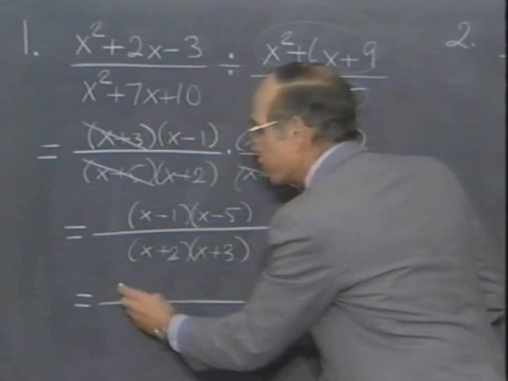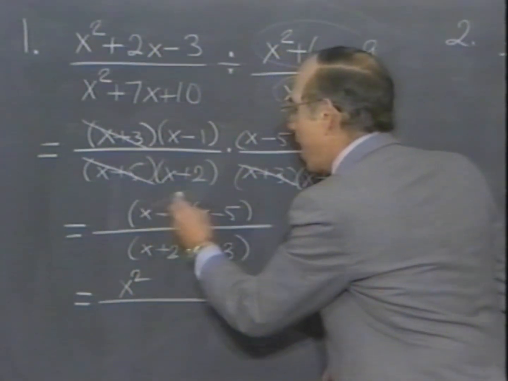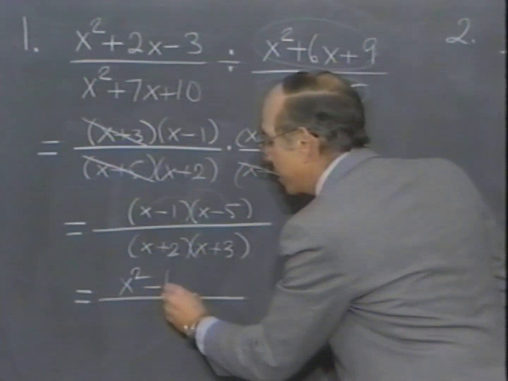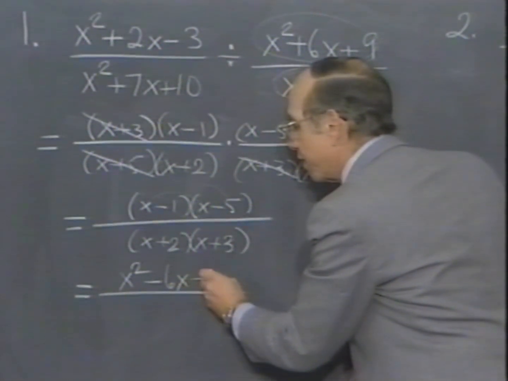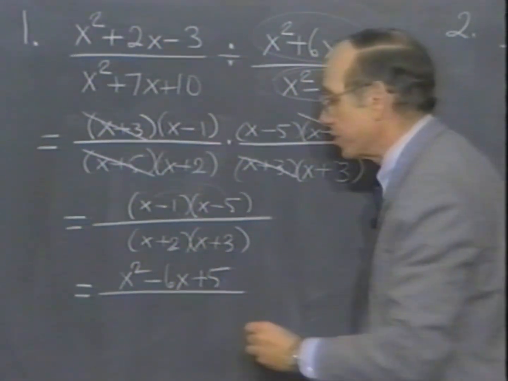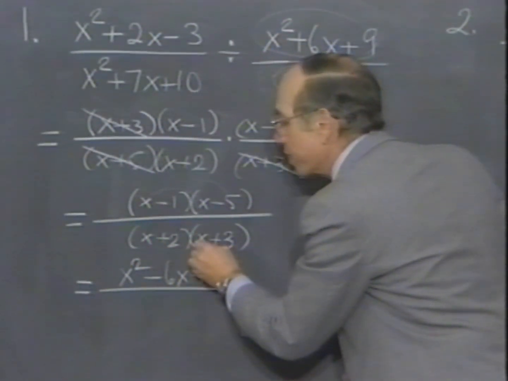This is x squared minus 5x minus x is minus 6x. Minus 1 times minus 5 is plus 5. So we have x squared minus 6x plus 5. And in the denominator, we get x squared.